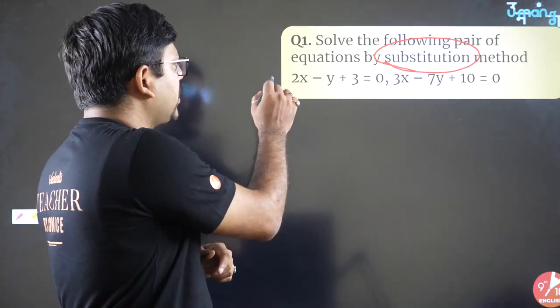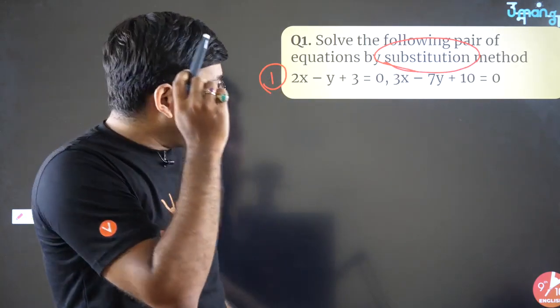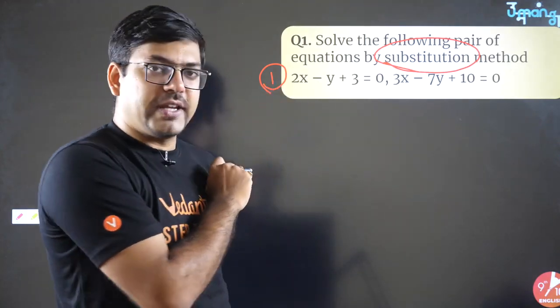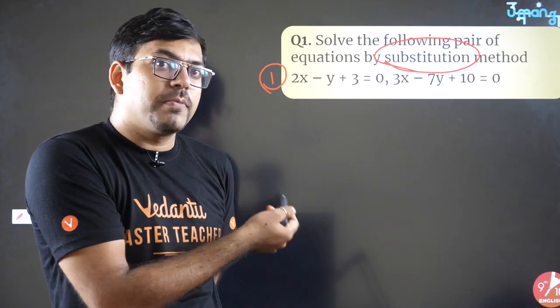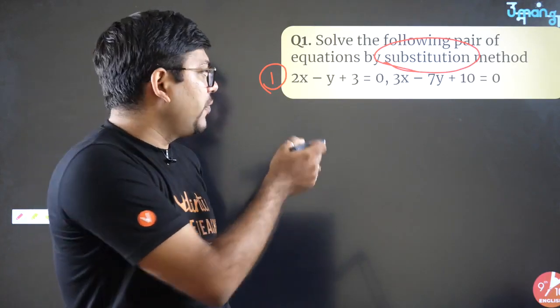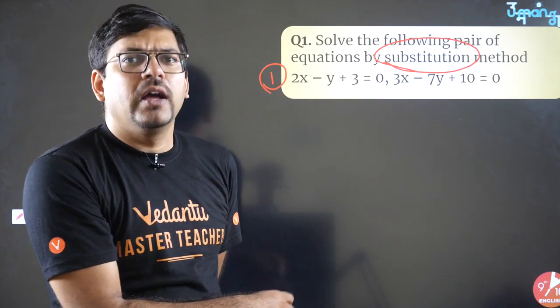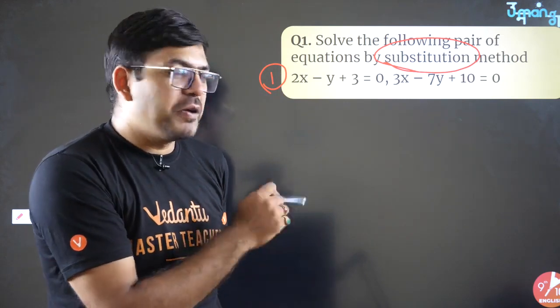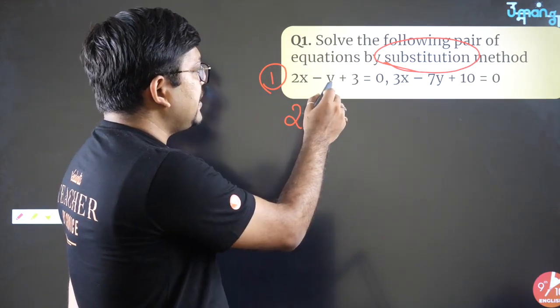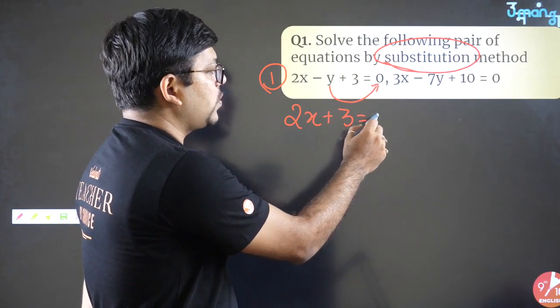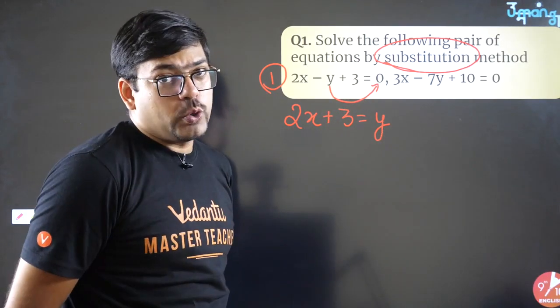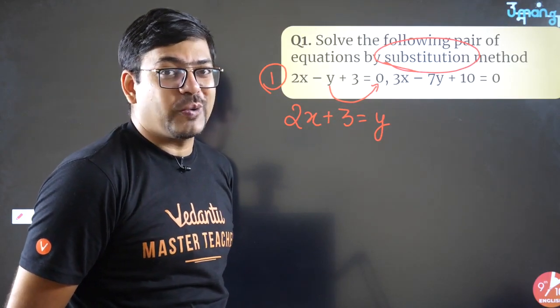Now say for example, you have got the first equation. In this first equation, you have got 2x minus y plus 3 equals 0. Now what do you think? Which variable would be easy to find, x or y? I would say that it would be y. Why? Because if you send this minus y to this side, you will get 2x plus 3 is equal to y. Don't you think you got it pretty easily without even thinking twice?